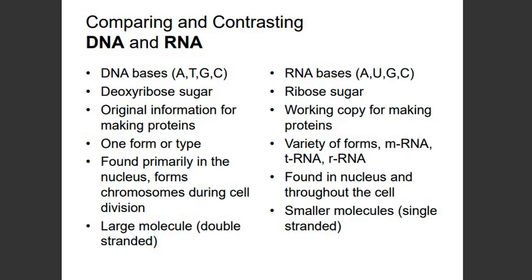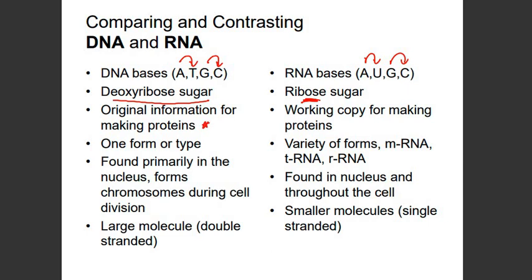To wrap up, these are the major differences between DNA and RNA. DNA has the bases adenine, thymine, guanine, and cytosine. RNA has adenine, uracil, guanine, and cytosine. So in DNA, A bonds with T and G bonds with C. In RNA, A bonds with U and G bonds with C. DNA has deoxyribose sugar, a deoxygenated sugar lacking the hydroxyl group. RNA's sugar is very oxygenated. It has the hydroxyl group.